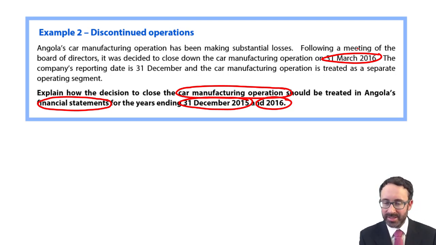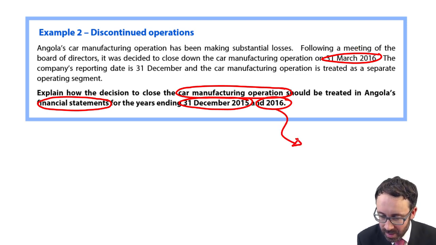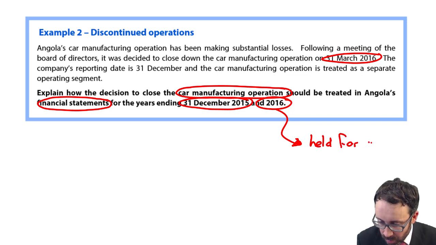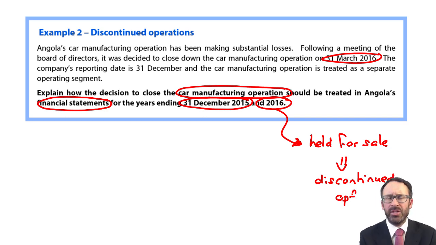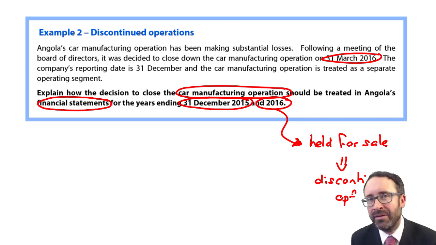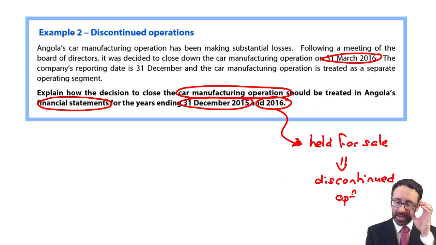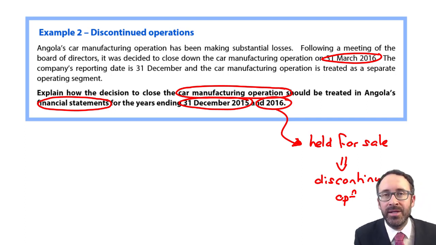So what you've got there is, we're closing it down in 2016. So that's when effectively it will be held for sale, isn't it? So if that's the case, it will be a discontinued operation. Now, can you see that behind my head? I never know where my head appears sometimes. But the key bit is that in 2016 it is discontinued, isn't it?